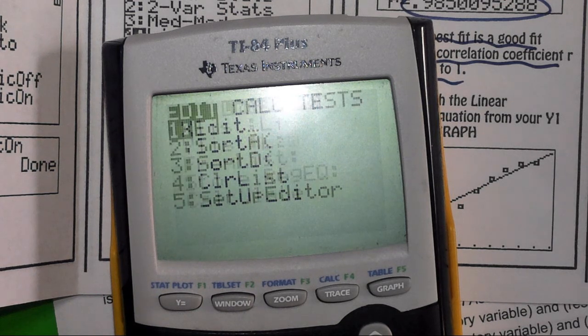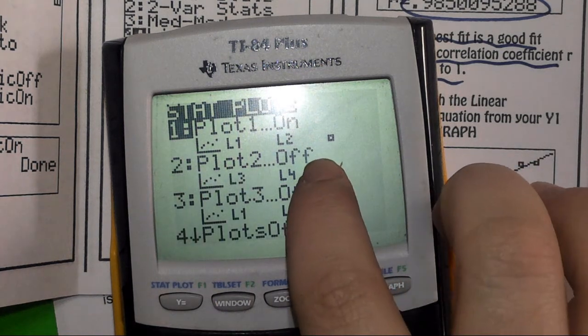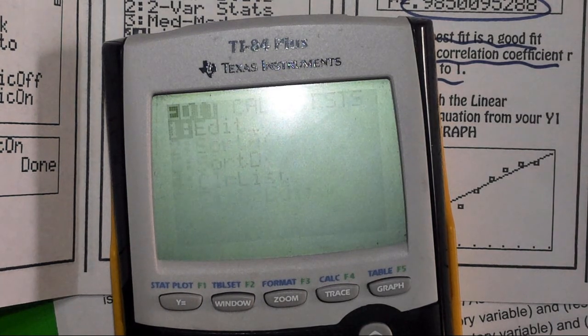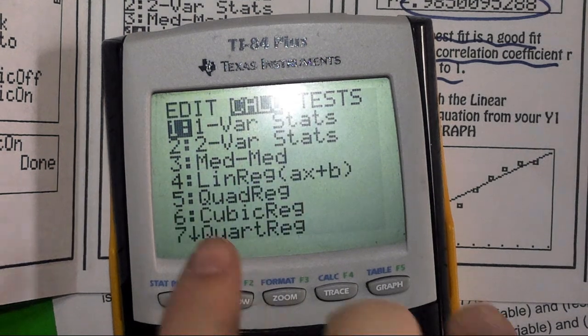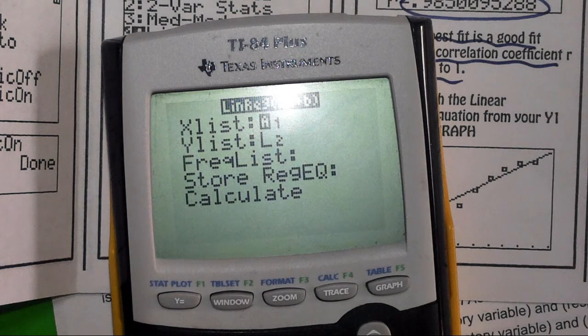This is going to sound stupid, but I got lost on the part where you turn the plot on. Oh, second Stat Plot, and then we turn Plot 2 on. So you go to Stat, then Calculate, and then we see the one that looks like a line, so number 4.